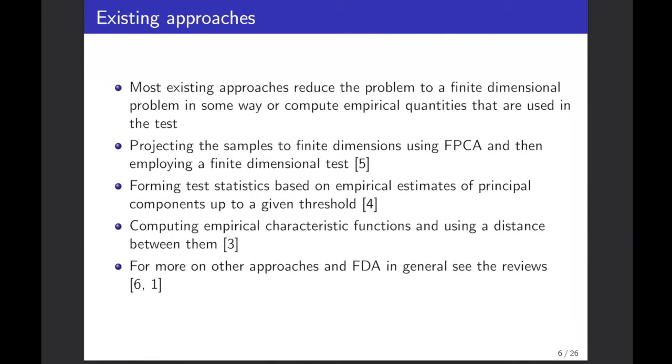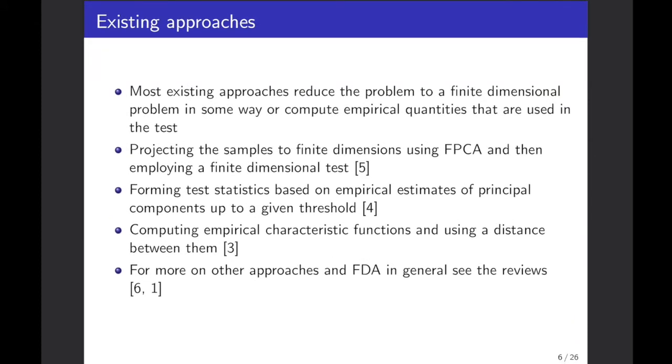So some existing approaches for two-sample tests for functional data mostly rely around reducing the problem to a finite dimensional problem, or computing empirical quantities that are to do with the principal components. So, for example, this reference here projects the signals to finite dimensions using functional principal component analysis, FPCA, and then employs a bona fide finite dimensional test, the Anderson-Darling test. This reference here will compute the empirical estimates of the principal components and then use statistics based around those, but will only compute up to a certain number of principal components. That threshold has to be chosen as well.